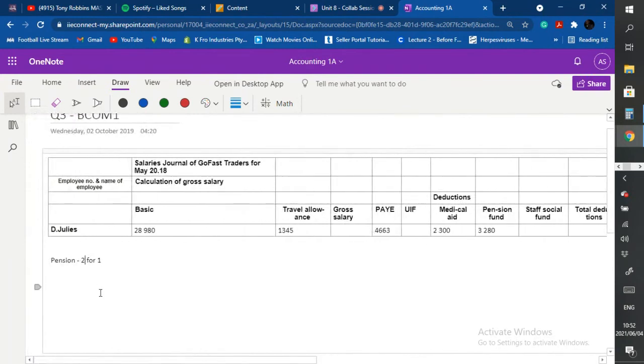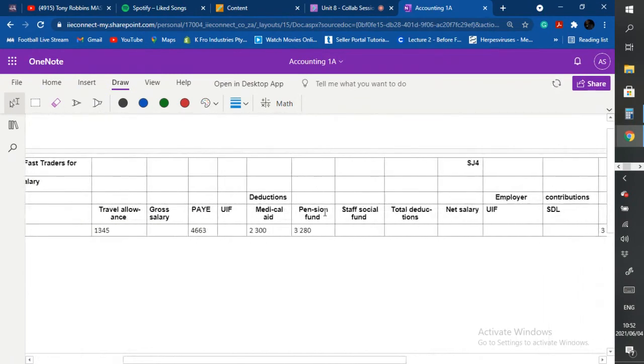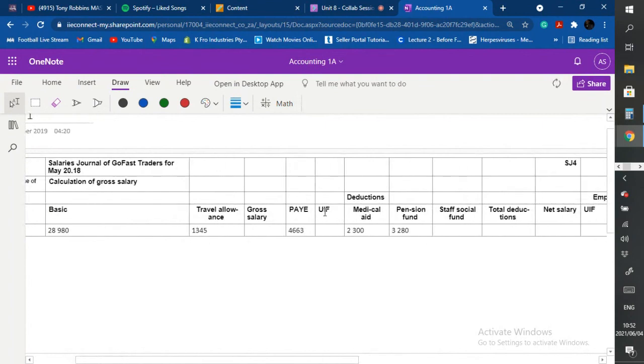Take note of this, guys. They definitely like to include this in these questions. Okay, so far, so good. Let's continue with the information. It says Damien also has to pay 65 rand per month for staff social fund. Staff social fund, 65 rand.